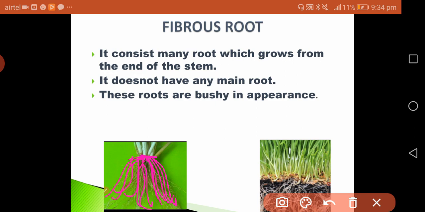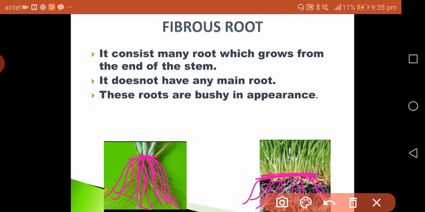In the next picture you can see that this is grass, and you can see that there are many roots coming from the end of the stem and giving a bushy appearance. It is looking dense and thick. So this type of root is known as a fibrous root.